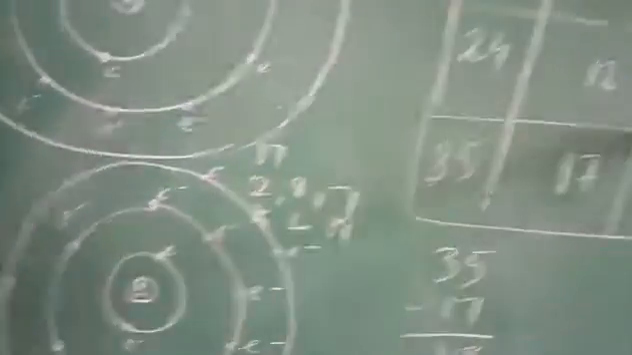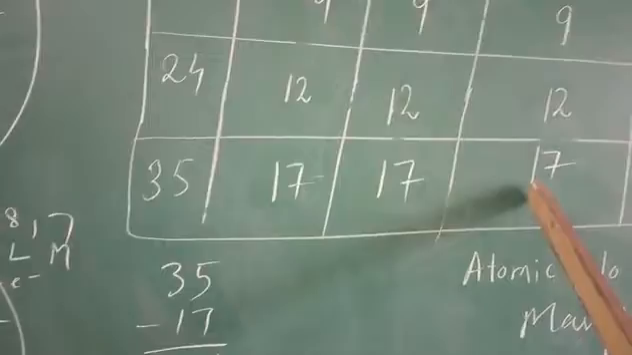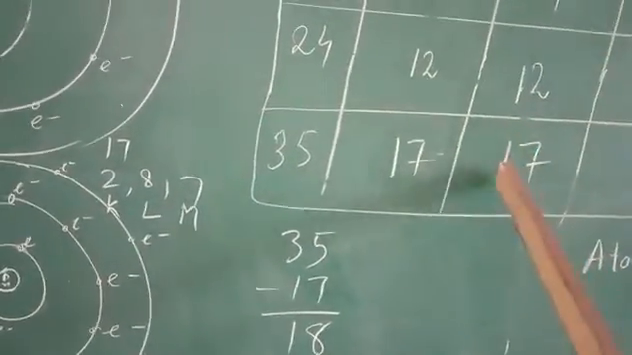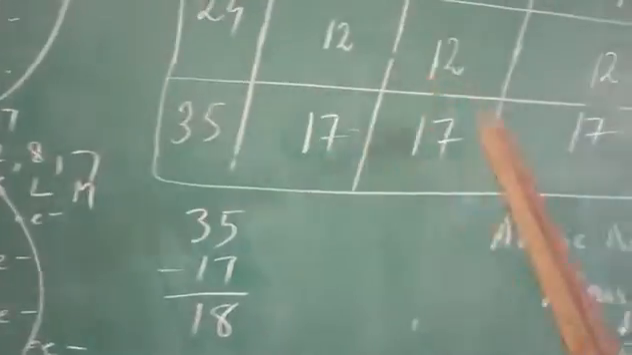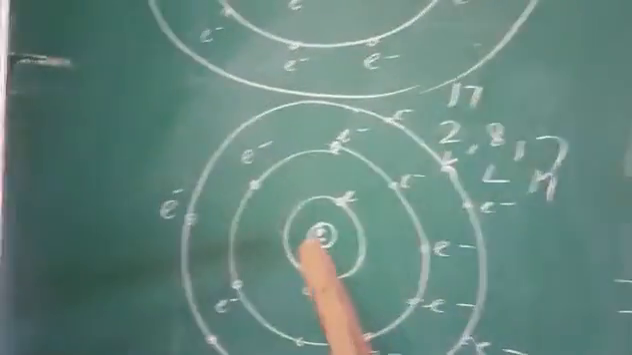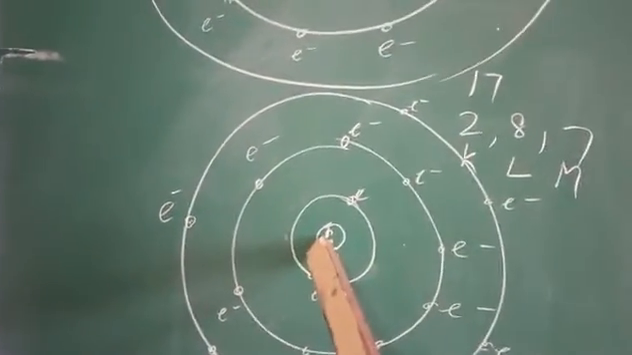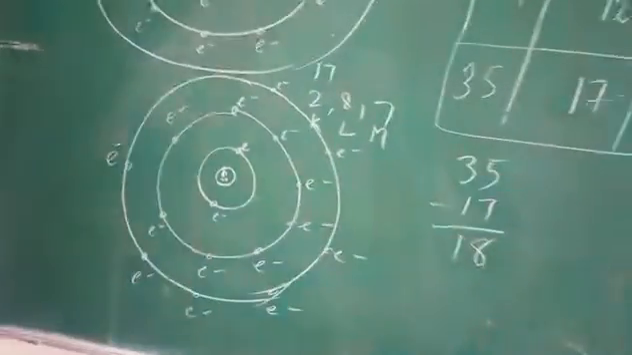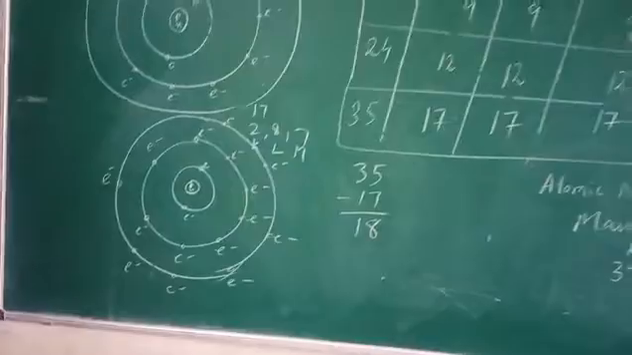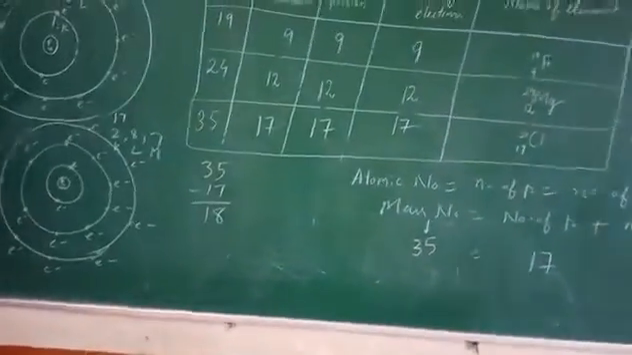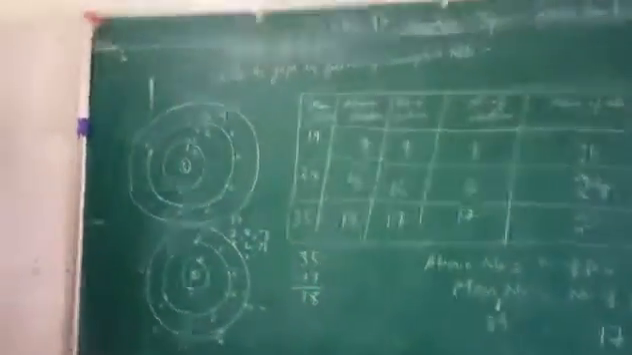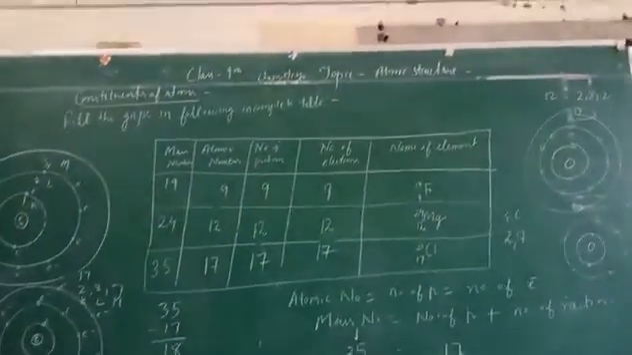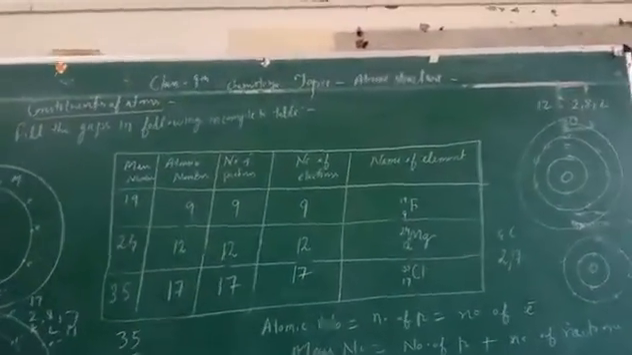Chlorine atom has 17 electrons, 17 protons, and neutrons. How many neutrons? 35 minus 17, 18. So its nucleus contains 17 protons and 18 neutrons. So this is how these three atoms can be represented as the electrons, protons, and neutrons.